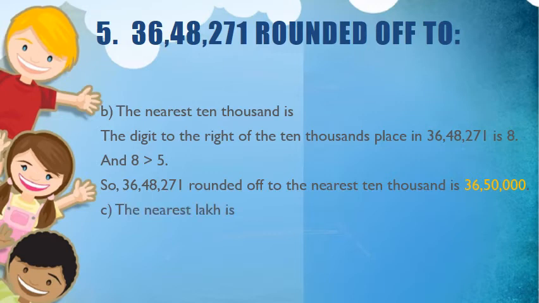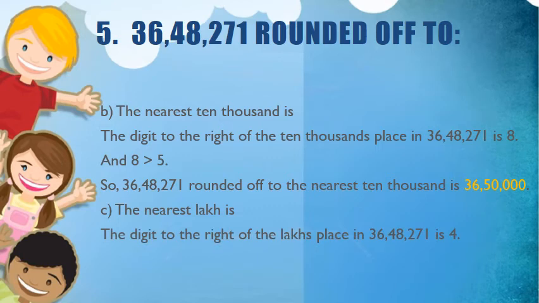Now let's do the C part of this question. So here again we have to round off 36,48,271 to the nearest lakh. So now let us see what is the digit at the lakh place. Well, the digit at the lakh place is 6. And children, the digit to the right of the lakhs place in 36,48,271 is 4. Now children, 4 is less than 5, right?